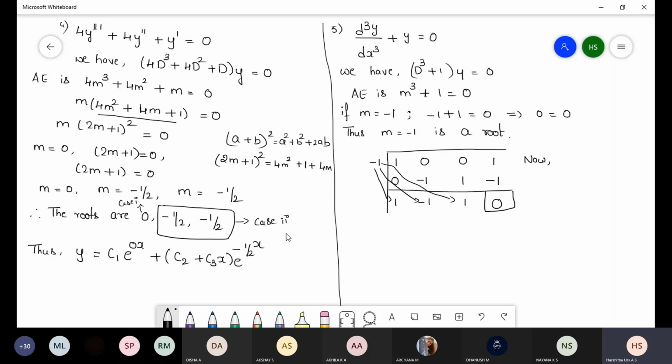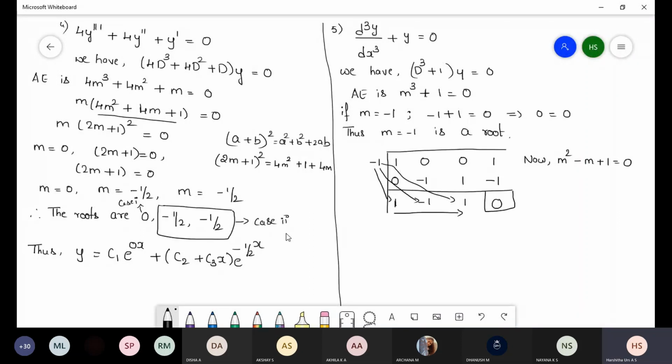When we get 0 at the last, we have to start writing with 1 degree lesser. That is m square minus m plus 1 is equal to 0. We have to start giving the degrees from this side: m square minus m plus 1. This is the root.